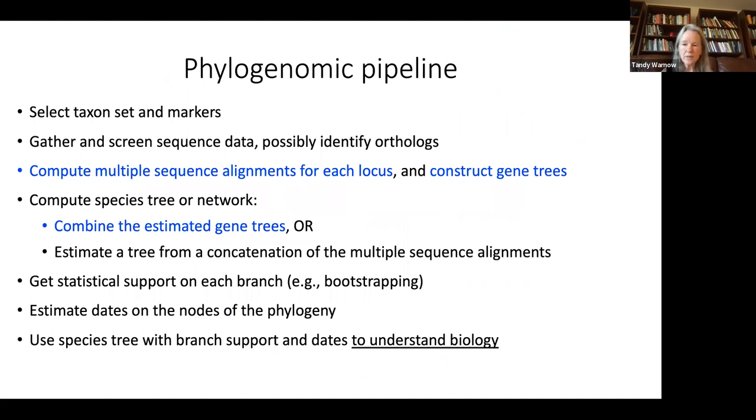So, when we look at this phylogenomic pipeline, there are many steps here. I only work on some of them. What I work on is once the genes are selected, so you've annotated your genomes, you've decided which loci you're going to study, which gene families you're going to study, I work on the problem of getting multiple sequence alignments for each gene. I work on the problem of constructing maximum likelihood gene trees. I work on the problem of combining gene trees into a species tree. So these are the problems that I work on, and I'm going to be talking about some of this today, but not all of it.